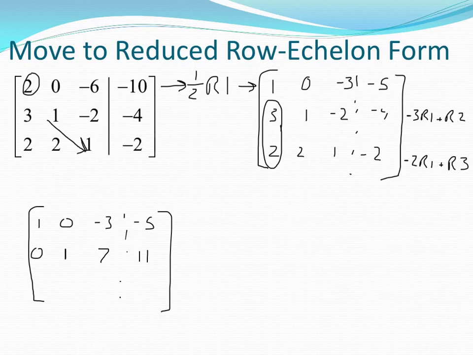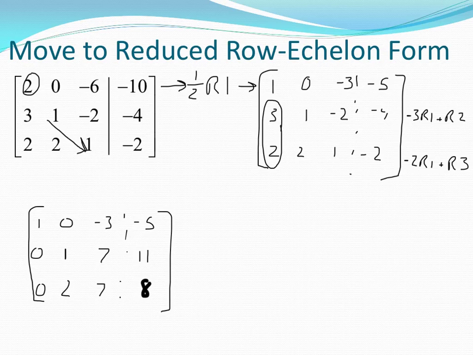Now continuing with the new row operation for row 3, -2 times 1 plus 2 is 0. -2 times 0 plus 2 is 2. -2 times -3 plus 1 is 7. And -2 times -5 plus -2 is +8.